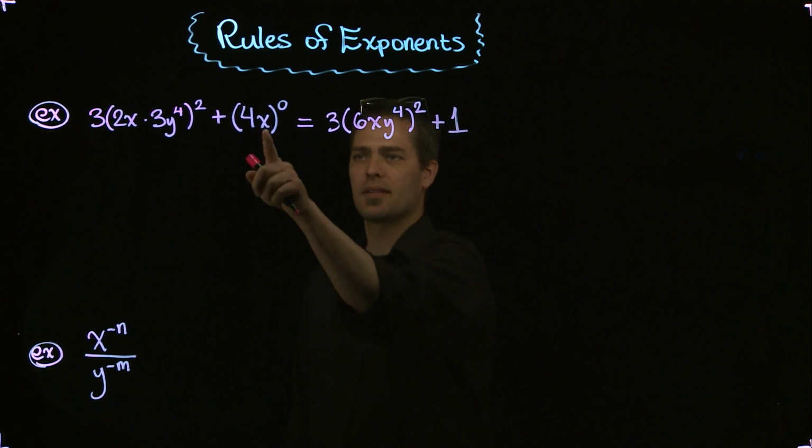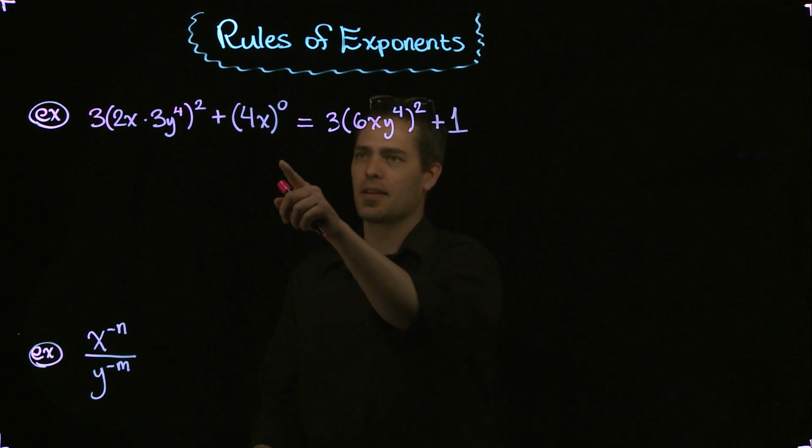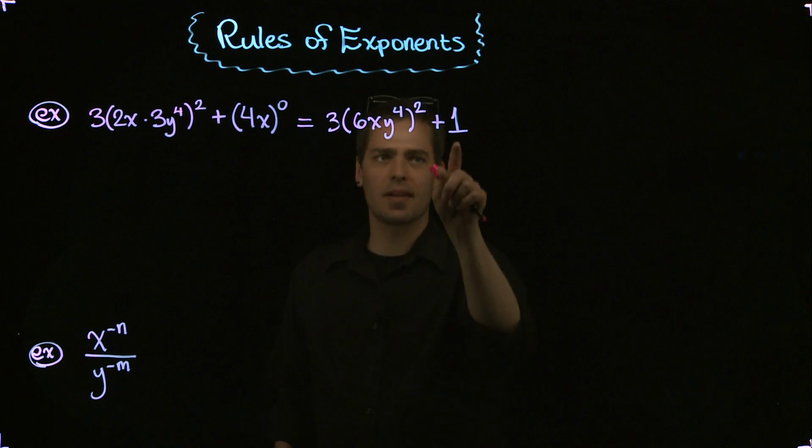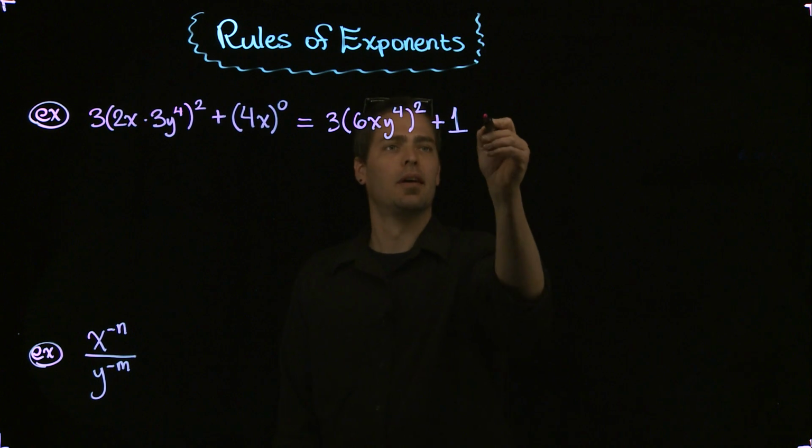So it doesn't matter that there's a variable in there. There could be a Shakespeare play in there. It doesn't matter. If it's to the 0 power, then it evaluates to 1. Anything to the 0 power is 1.